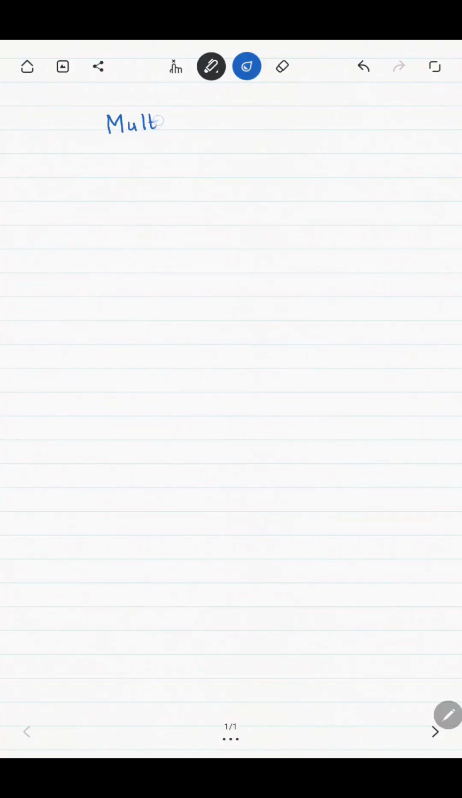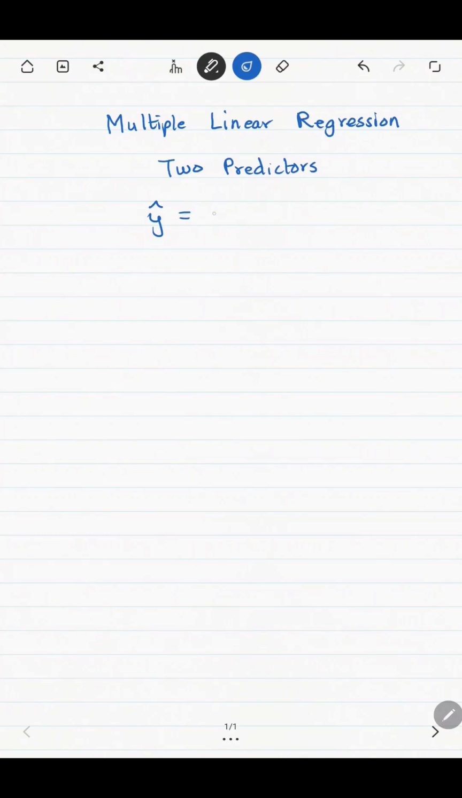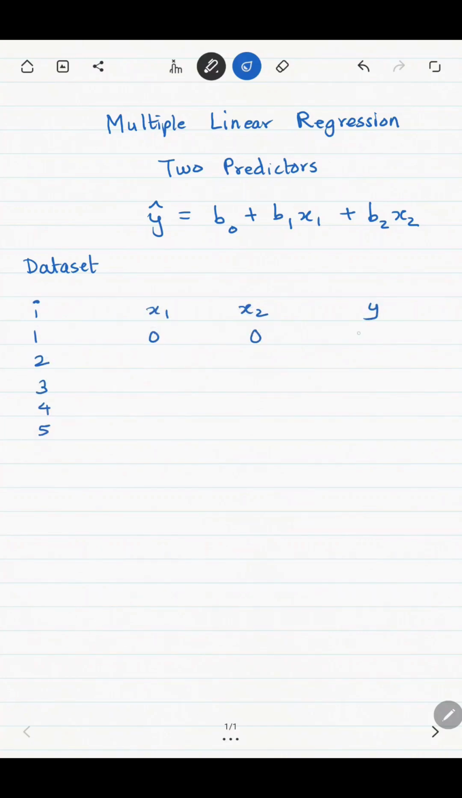Let's study multiple linear regression with two predictors. The equation will be y hat is equal to b0 plus b1 x1 plus b2 x2. Let's say this is the data set that we have. There are 5 points. These are the x1 and x2 values, and these are the y values.